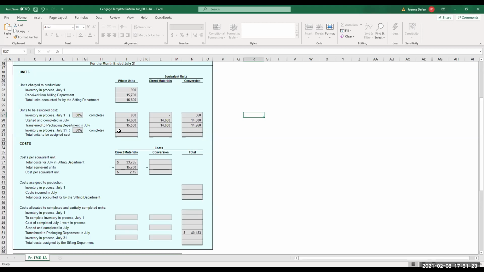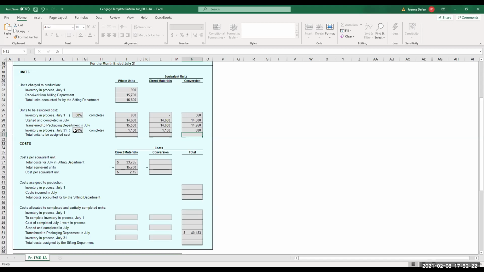Now the inventory in process July 31, does anybody remember how much that was? I'm going to tell you. It was 1,100 on the sheet. So we're going to put 1,100. And as far as materials go, we have to put in the materials. And here we times this by 80%. Enter a formula of percent complete. So we have equal plus this times this. Okay, so it's 880. So here we times the complete percentage. Here we times it by the incomplete percentage.